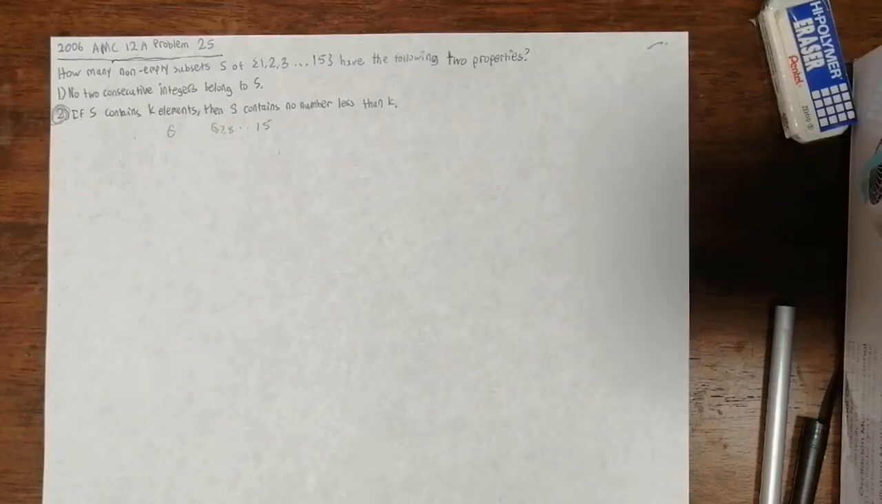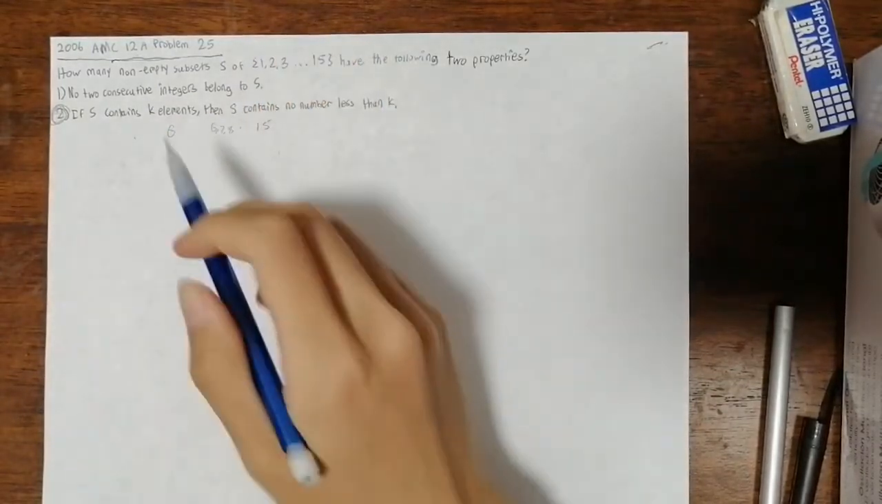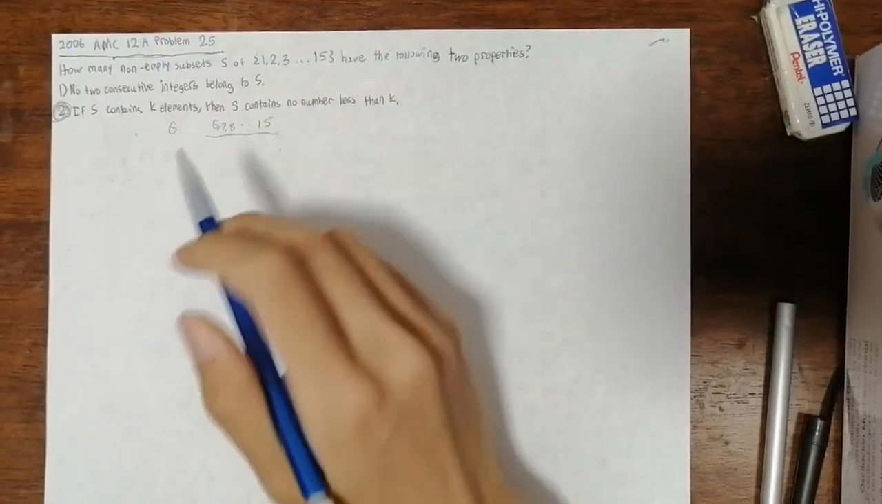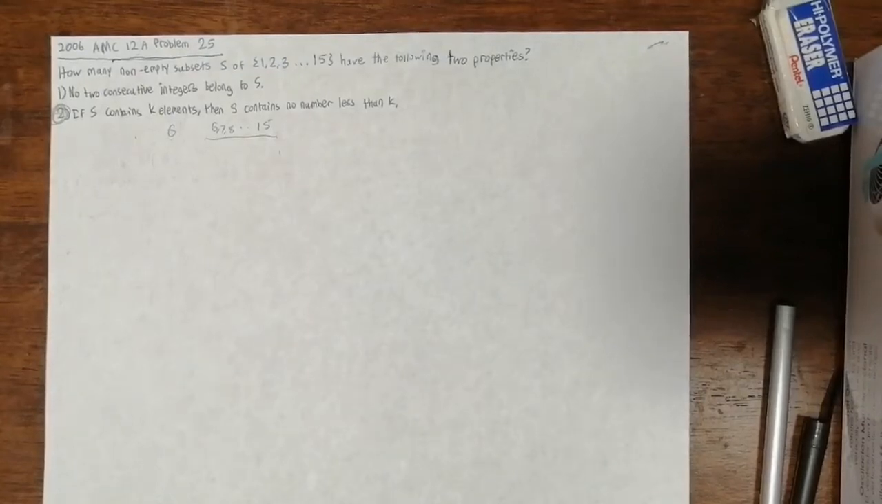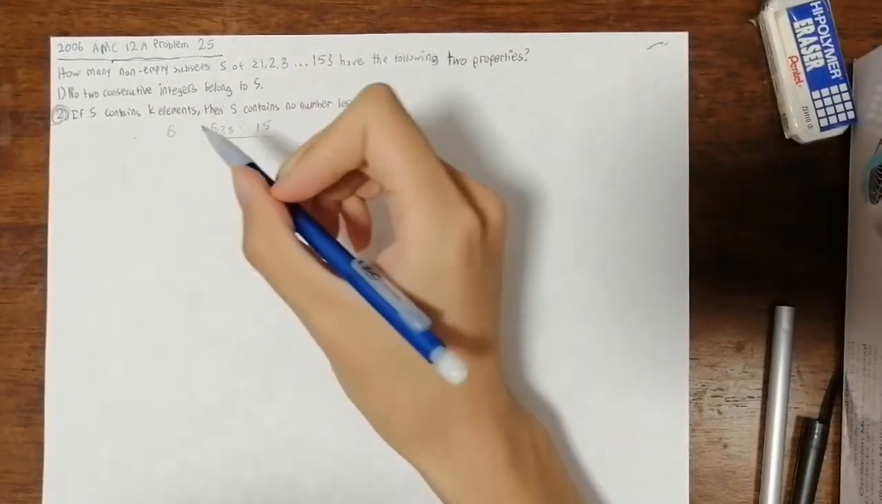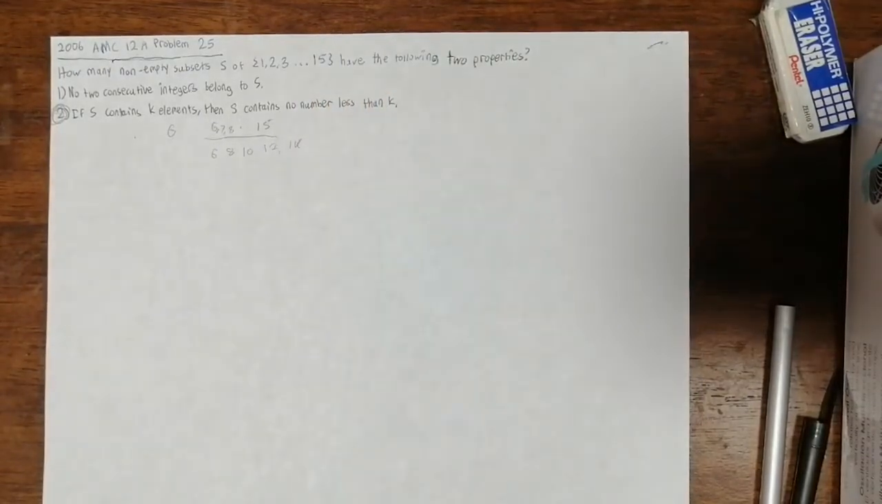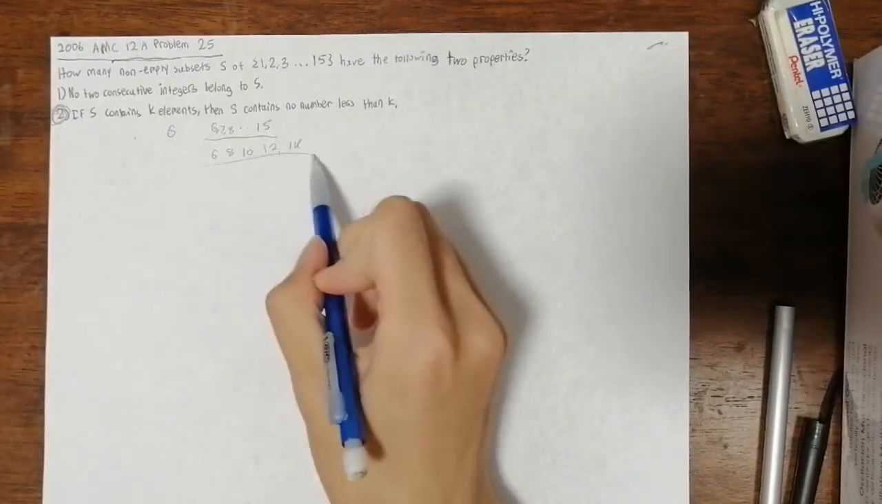And the reason why this is important is because it's impossible for S to contain more than 5 elements. In the case where S contains 6 elements, it must be a subset of these numbers, 6 to 15, and you can try the subsets, but this is impossible. The max cardinality in this case would be 5. For example, you could take 6, 8, 10, 12, 14, and you only have 5.